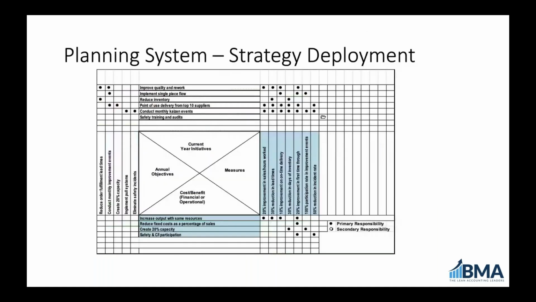In terms of strategy deployment, what you see here is a sample X matrix at a company level. For those of you who are not familiar with an X matrix, it's a simple way to summarize a company's strategy and current year initiatives and measures. Lean management accounting is integrated into strategy deployment on the performance measurement side. The measures that you use in an X matrix should be the measurements from the performance measurement linkage chart.